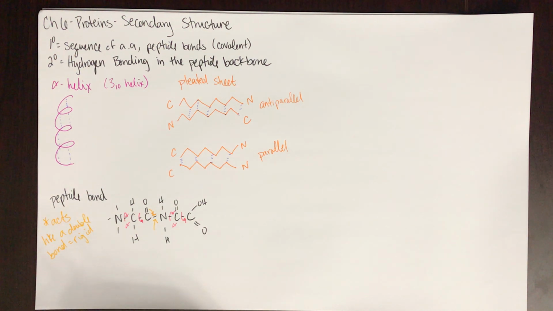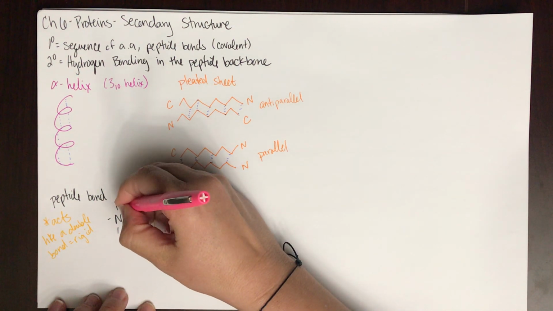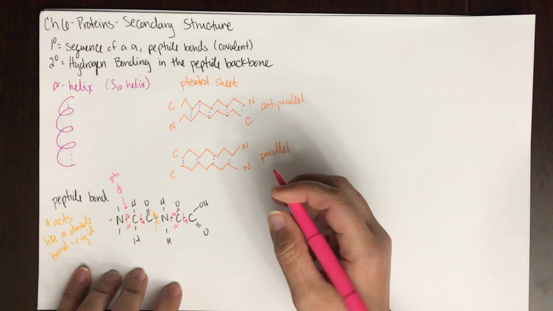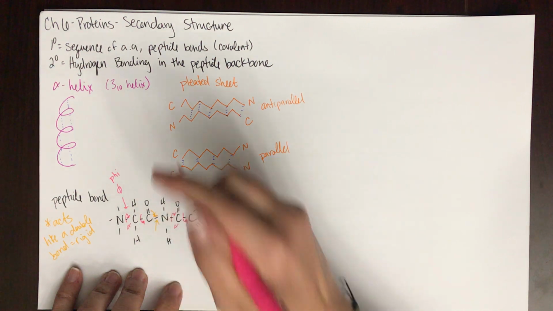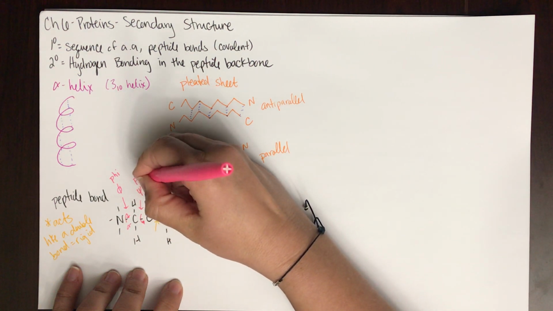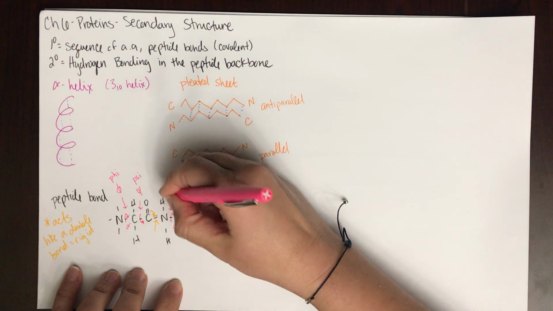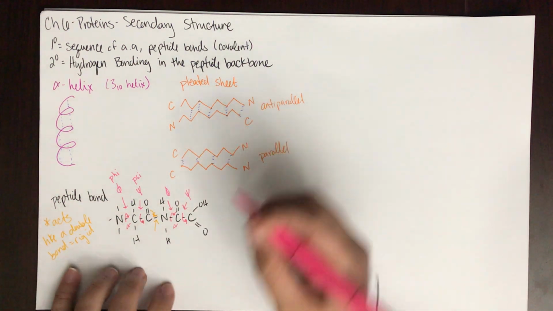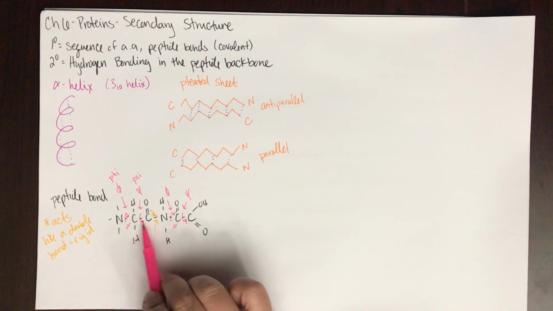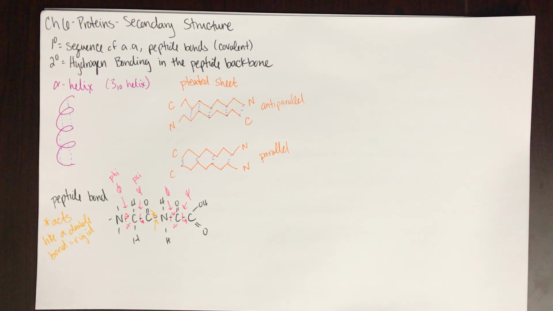So on the nitrogen side of the alpha carbon, right here, that is called the phi bond. And then on the carbonyl side of the alpha carbon, this is called the psi bond. So again, here we would have phi, and here we would have psi. Depending on the angle of rotation on these phi and psi bonds on either side of the alpha carbon, that will tell us what type of secondary structure a protein will have.